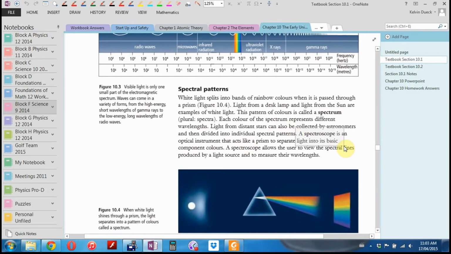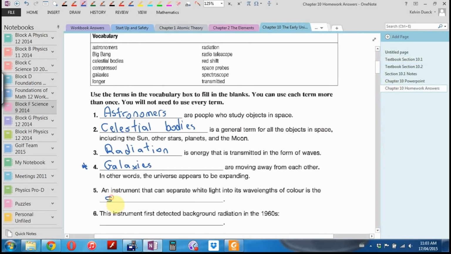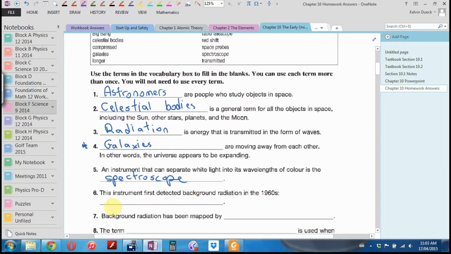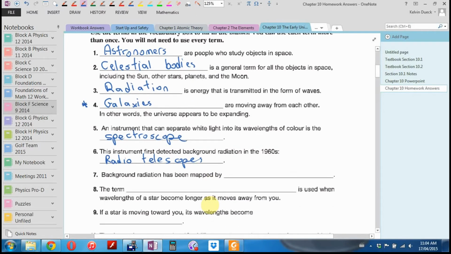Oh, spectroscope. Separates the light. I think the answer that we get here is spectroscope. This instrument first detected background radiation in the 1960s. Yep. Radio telescopes. Turns out, if you look at your notes, if you look at your textbook, background radiation has also been mapped by space probes.